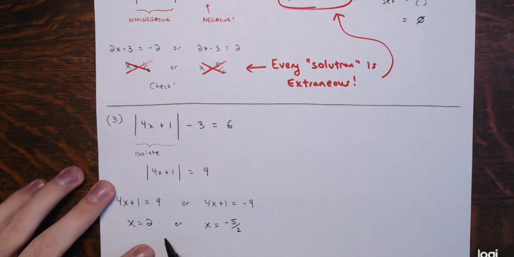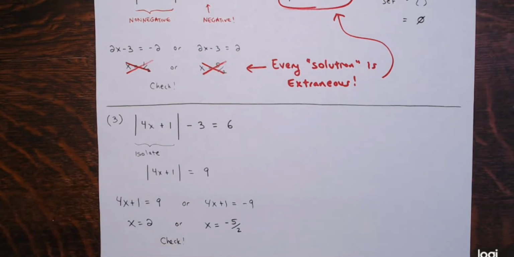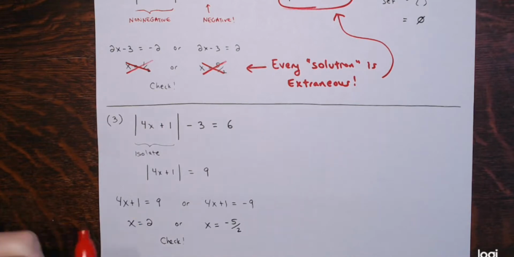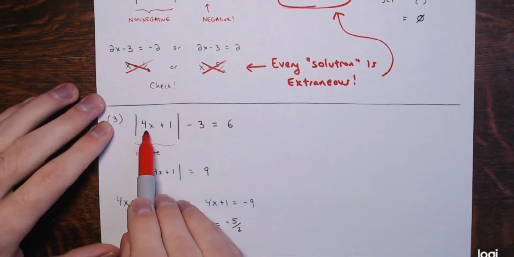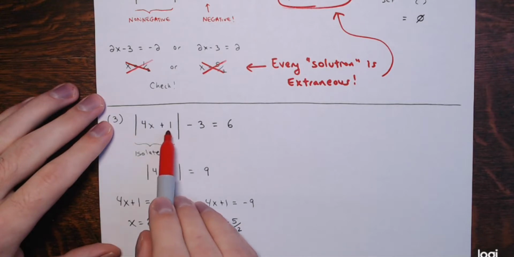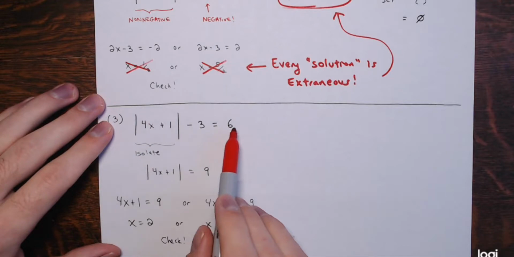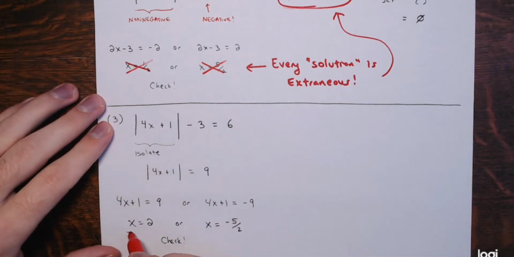And then check them. Now these I'll just do out loud. Again, you can do it by hand or with a calculator. I'll just do it mentally and say it out loud. When x is 2, 4 times 2 is 8, 8 plus 1 is 9, the absolute value of 9 is 9, 9 minus 3 is 6. You get 6 equals 6, that would be true. So 2 works.